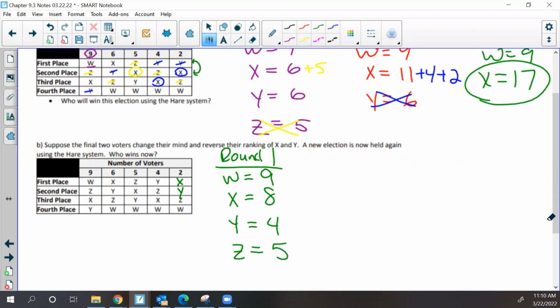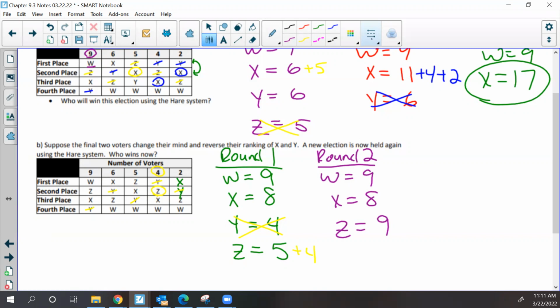So the candidate with the least votes is eliminated, and their votes are redistributed. So Y is out now. Before it was Z that was eliminated. Now Y is gone. Well, who gets Z's votes? I'm sorry, Y's votes. Y right there is out. So these four votes go to the next person in line, and that's going to be Z. So Z gets those four votes. So now I go to a next round, and I'm just going to add up these totals. So round two, W still had nine votes, X still had eight votes, but now Z has nine votes. We've got a tie for first place.